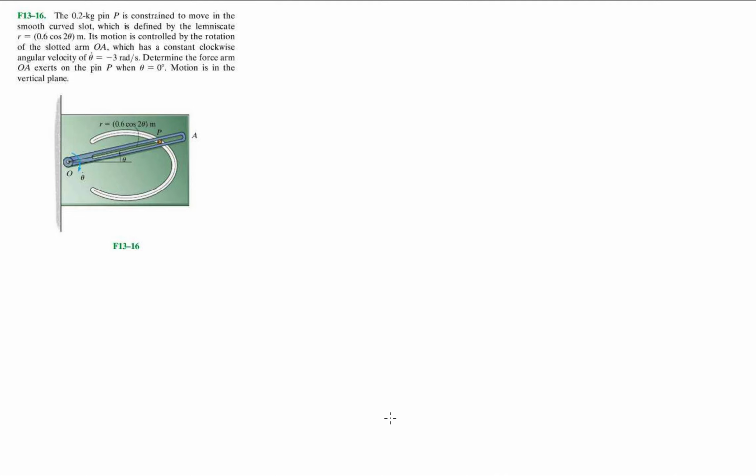We're going to be doing problem 13-16 from the Fundamentals of chapter 13. The problem gives us a 0.2 kilogram pin P, so mass is 0.2 kilograms, constrained to move in the smooth curved slot, which is defined by the lemniscate r equals 0.6 times cosine 2 theta.